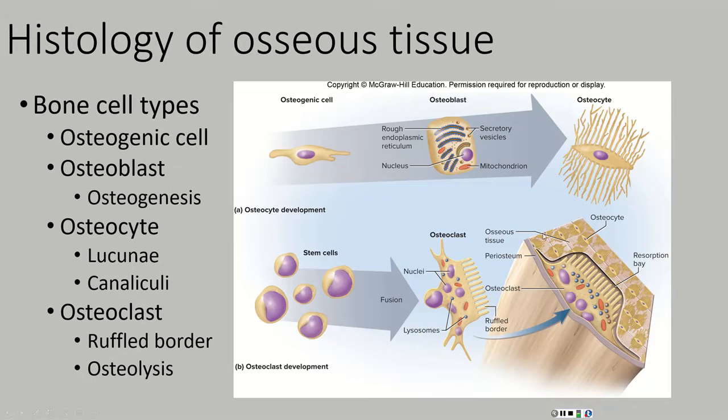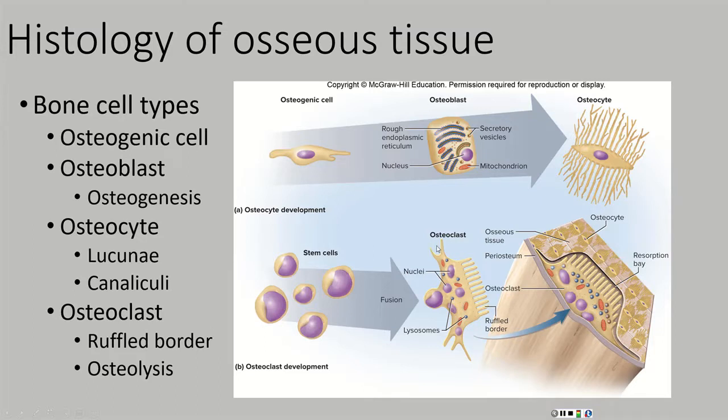Now there is another type of bone cell, but it comes from a different source. The same stem cells that give rise to blood cells also give rise to another type of bone cell called an osteoclast. When we see clast at the end of a word, it means to break down, to crush, to destroy.